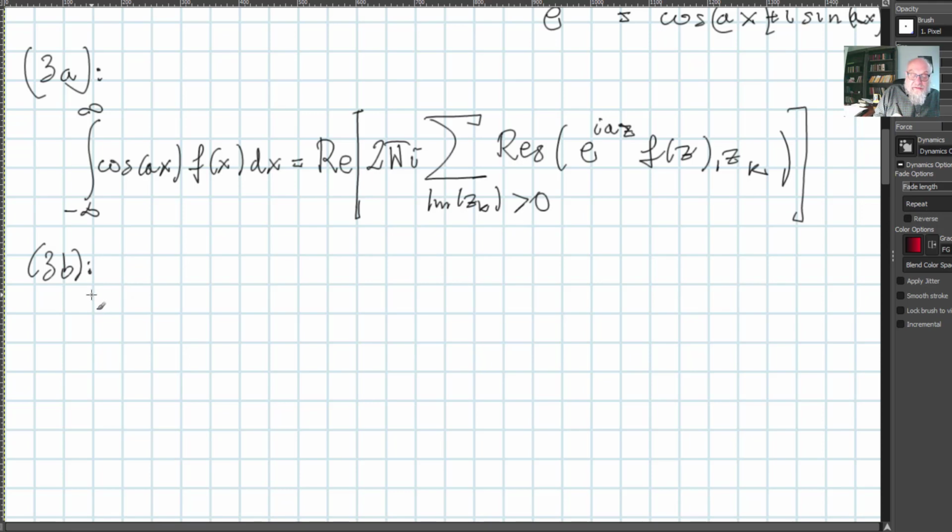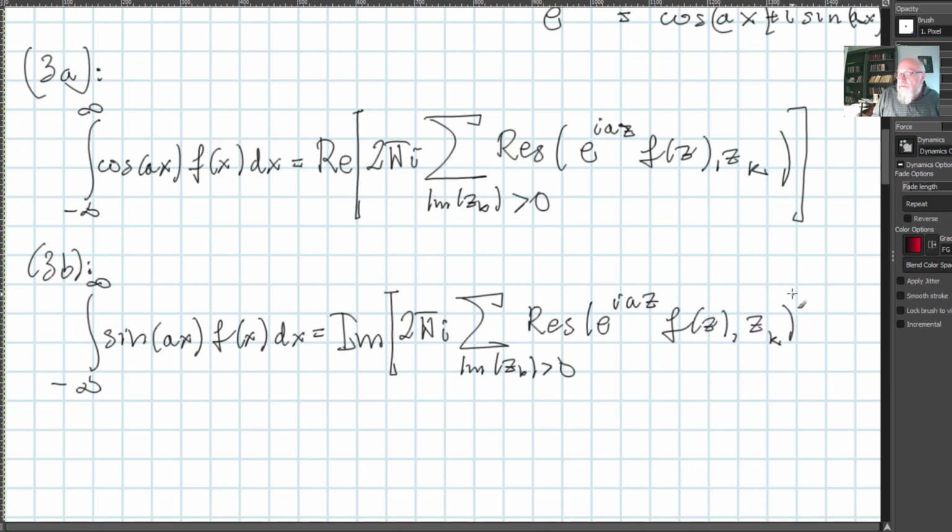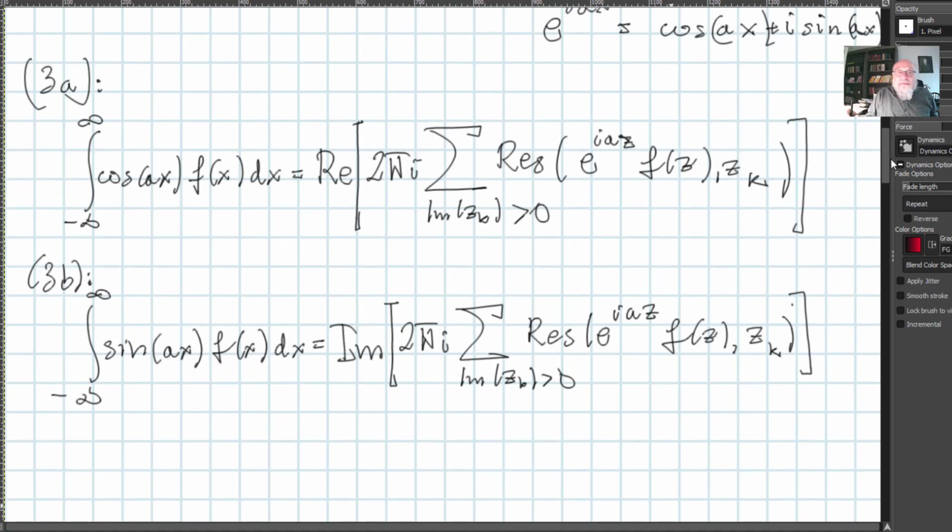So this will give you 3a, and 3b will be immediately this formula. So this will be the integral from minus infinity to infinity of sine ax times f of x dx, equal to the imaginary part of the same formula here: the sum over imaginary part of z_k larger than 0 of the residue of e^(iaz) f(z) at z_k, and we have this too. So that's the present situation.